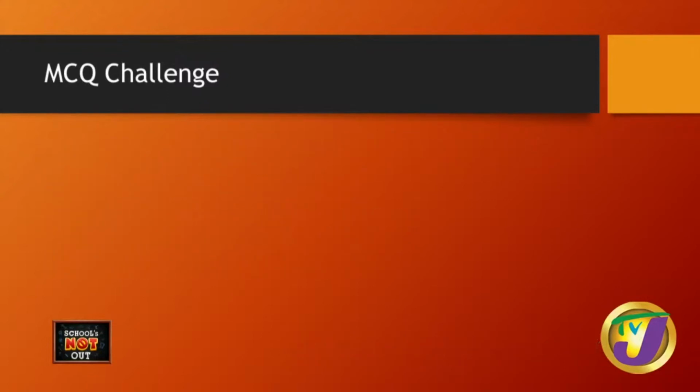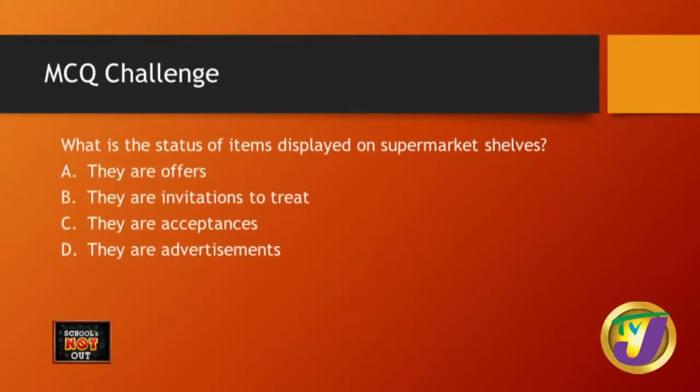All right, so then we have our next question. Now, our next question states, what is the status of items displayed on supermarket shelves? Remember now, when we started, we spoke about the first characteristic of simple contracts, and we said that there's something that must not be considered to be an offer. So if you remember that little discussion we had, you should have the answer to this question. Is it that they're offers, which is A? Is it B, they're invitations to treat? Is it C, they're acceptances? Or is it D, an advertisement?